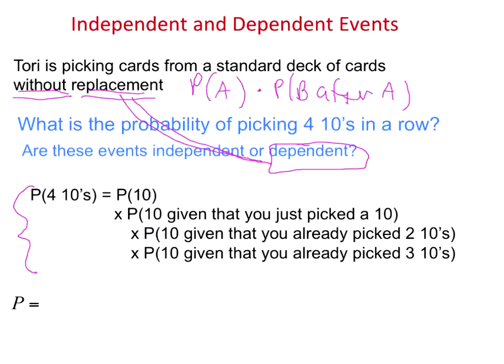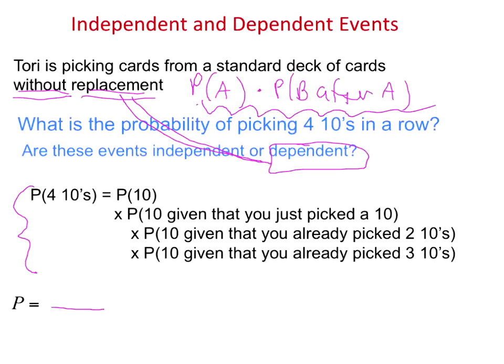So dependent and without replacement, remember how on the bottom of that page I said those two go together? Whenever you see the words without replacement, that makes it dependent. That's telling us to use this formula. So let's look at what they wrote. What's my probability of picking 4 tens? First I have to do my probability of picking 1 ten. So let's do that together.